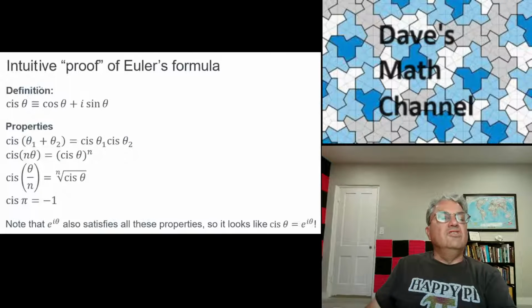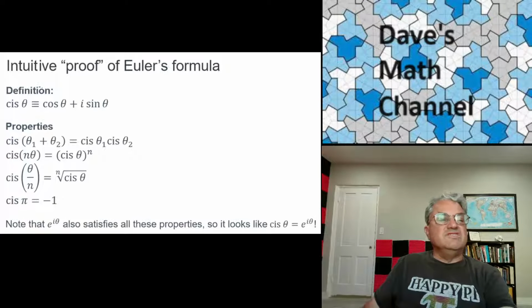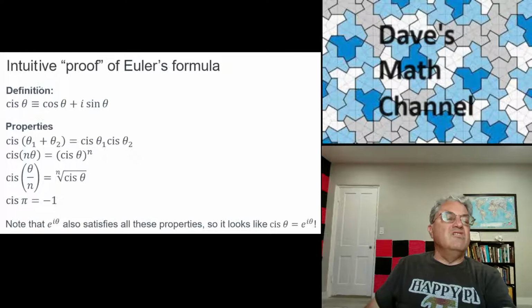And what else can I say? I said I wasn't going to prove Euler's formula, but this is probably the next best thing. I mean, this you do not need calculus for. Remember, I was defining this thing called cis in the last couple of videos, cis theta. I'm defining that to be cosine theta plus I sine theta because it's just easier to write down. And then let's just look at some properties of cis.